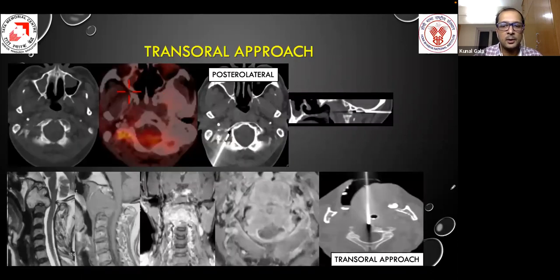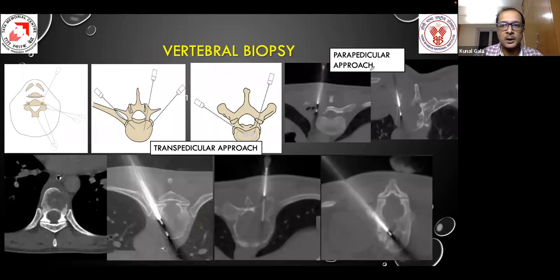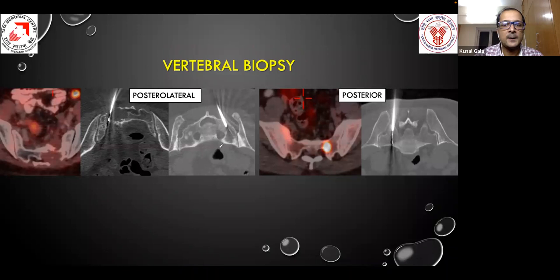So these are some of the approaches: transoral for a C1, C2 biopsy, and a posterior or posterolateral approach for a cervical biopsy. Coming on to either a parapedicular approach or a transpedicular approach in the thoracic or lumbar vertebra. Coming on to the posterolateral approach for the sacral lesions. These are the sacral lesions. Generally a posterior approach is used, a posterolateral approach for a sacral mass.